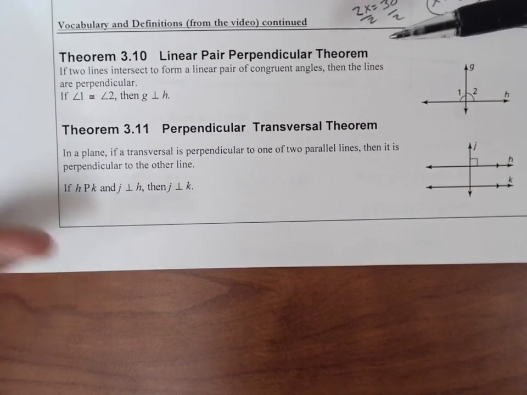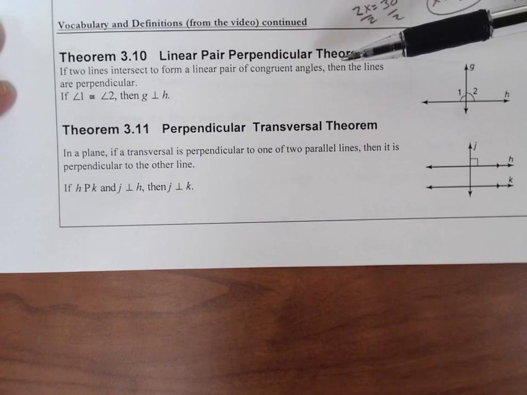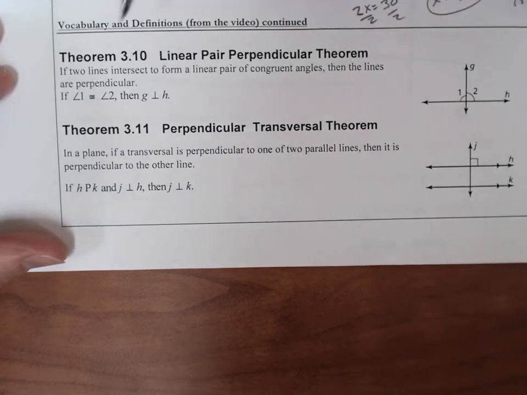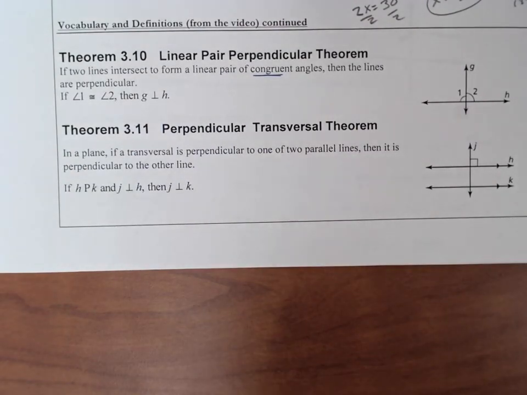The first theorem is the linear pair perpendicular theorem. It says if two lines intersect to form a linear pair of congruent angles, then the lines are perpendicular. So notice the key here is that the lines intersect to form a linear pair of congruent angles.